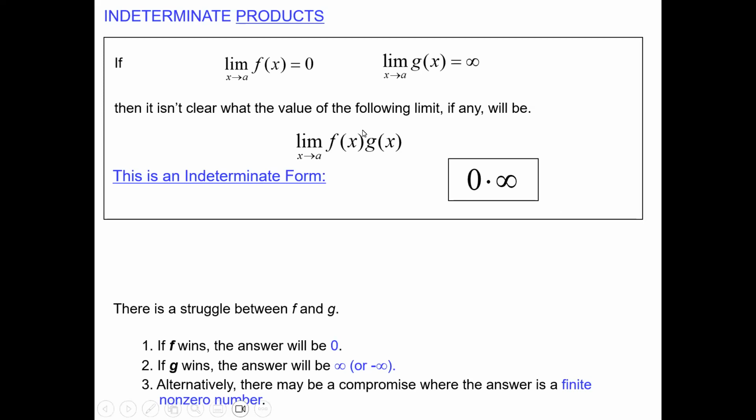We have to investigate which function is approaching faster. F is approaching 0 faster than G is approaching infinity, but this will be like which function is winning. If 0 is taking the lead, the answer will be 0. If infinity, the answer will be infinity, positive or negative, depending on the arithmetic. Or if they are both doing things in the same manner, at the same speed, relative rates of growth, then it will be a finite number.